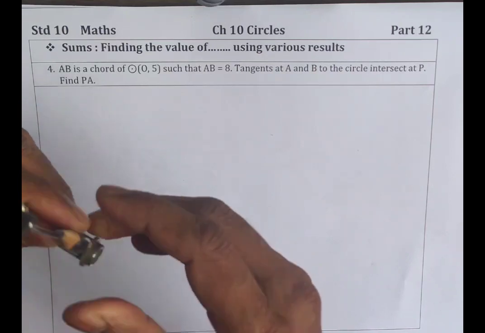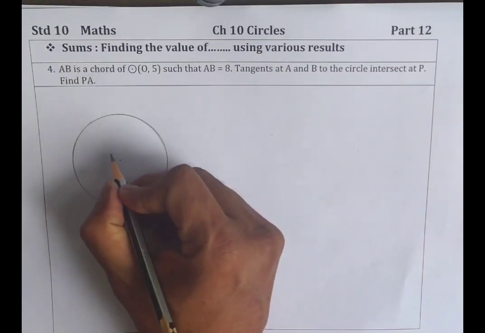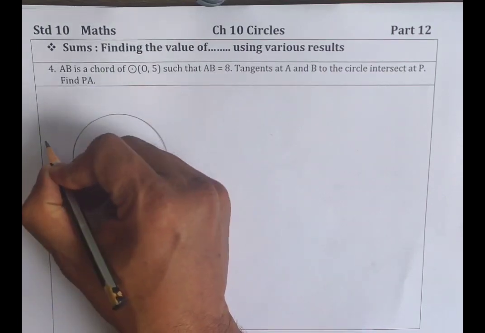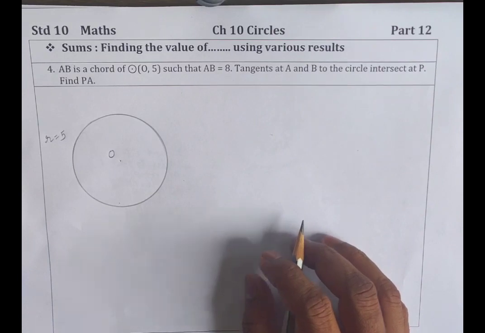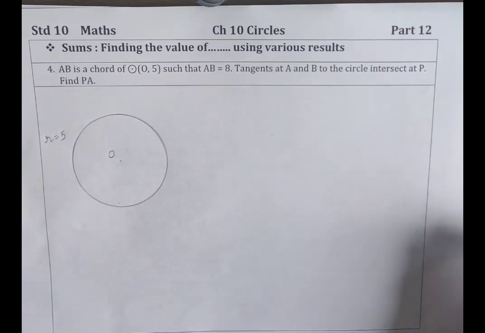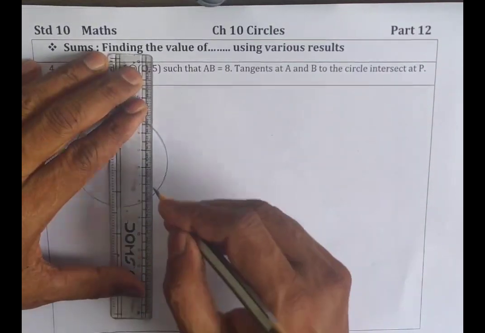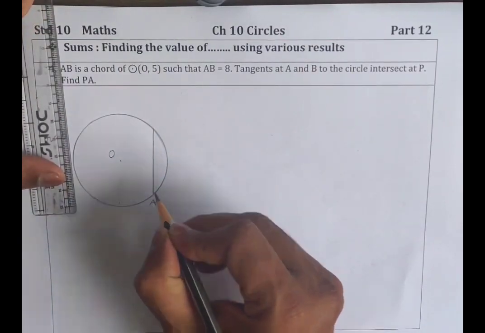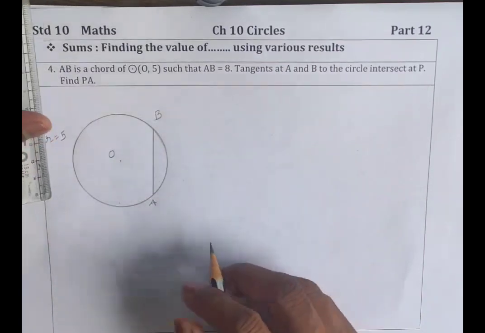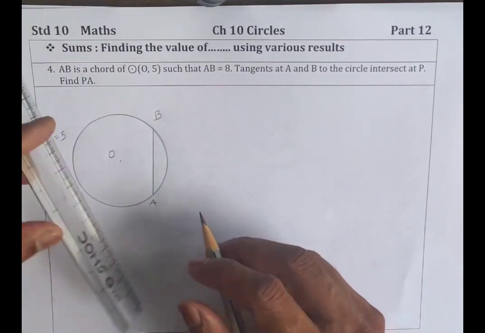So let's draw the circle. Okay, so here is the circle with center O. I'll write radius R equal to 5. Okay. Now AB is a chord of the circle. So let's draw the chord. Here it is. AB. Alright. Now tangents at A.